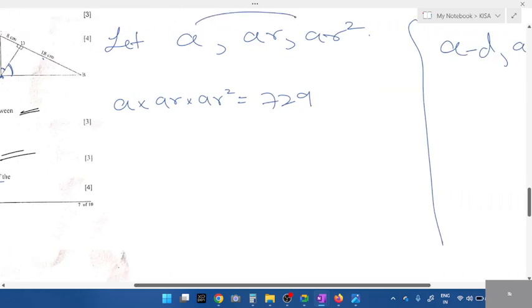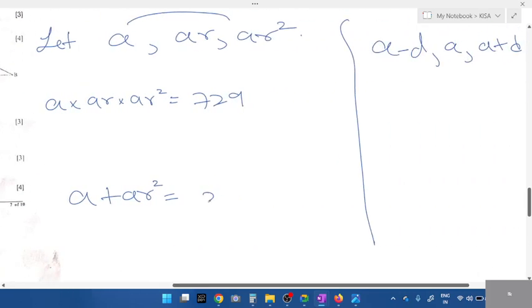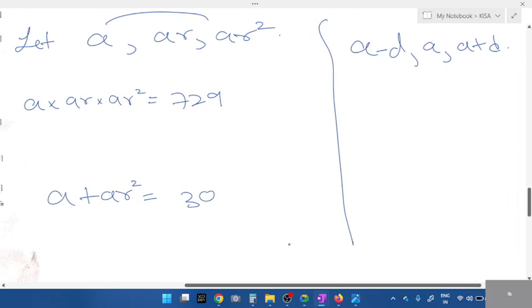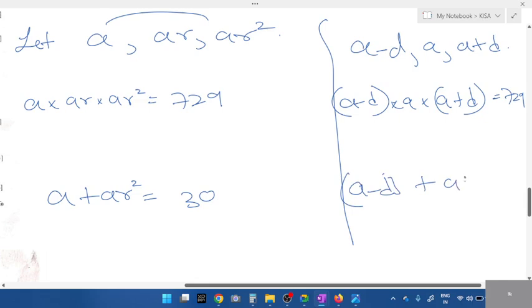Which is the first and third number? A plus AR square is equal to 30. What if they give the same question in AP, students? The product of three numbers, what do you have to do? A minus D into A plus D is equal to 729. And the same thing, A minus D, A plus D, the whole square. You solve it like this.